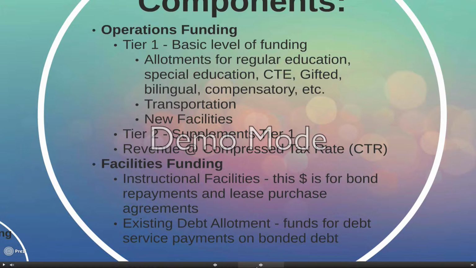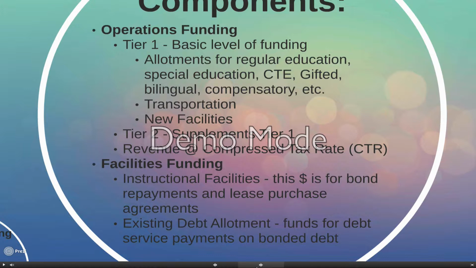Secondly is Tier 2, which supplements the Tier 1 basic funding allotment. We'll go into greater detail on how that's figured a little bit later. Third is revenue at the compressed tax rate.